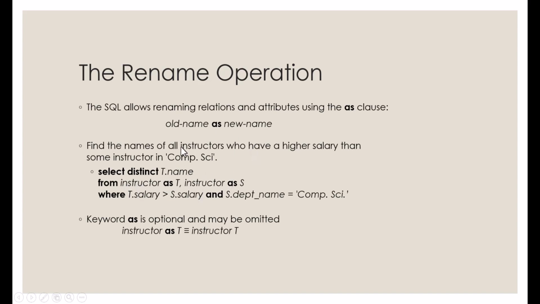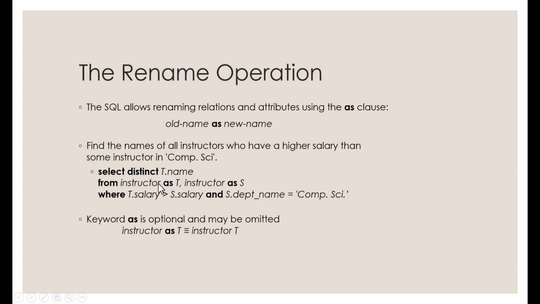Because we're comparing their salary, we want to find all the instructors who have a higher salary than some instructor from computer science. So we're doing a Cartesian product between the two tables, instructor and instructor. We want to be able to distinguish them, so we rename them T for the first one and S for the second one. Now we want T.salary greater than S.salary, and we want this instructor S to be from the computer science department. As long as T's salary is greater than at least one person from the computer science department, they qualify, so their name will be returned.